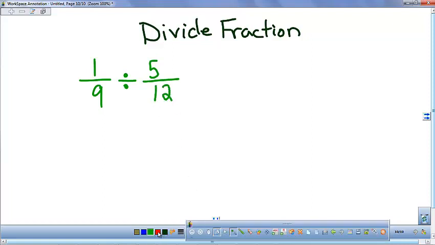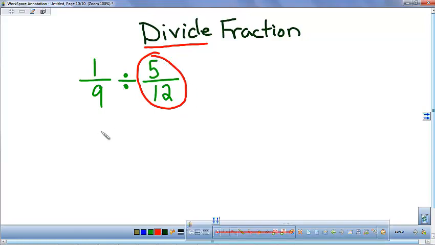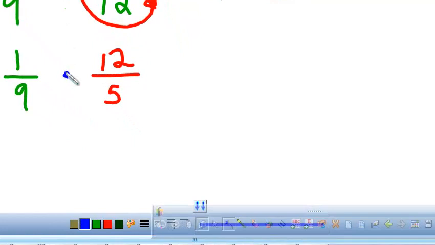So dividing and multiplying are opposites, so we have to change something when we divide. What we do is we take our second fraction and we are going to change it. We're going to flip it. So we're going to put 12 over 5. So the 5 goes to the bottom and the 12 to the top. This one stays the same. And then the divide becomes a multiply.